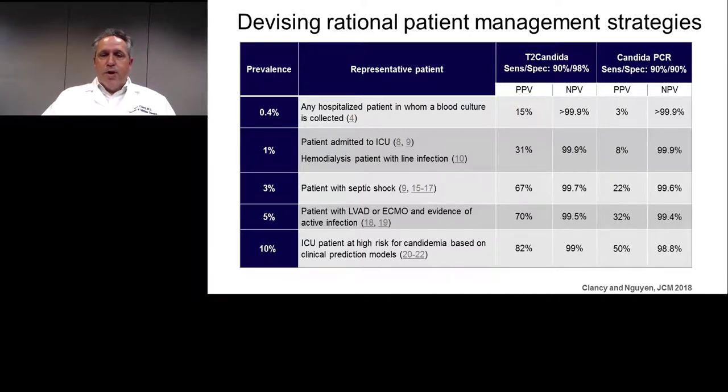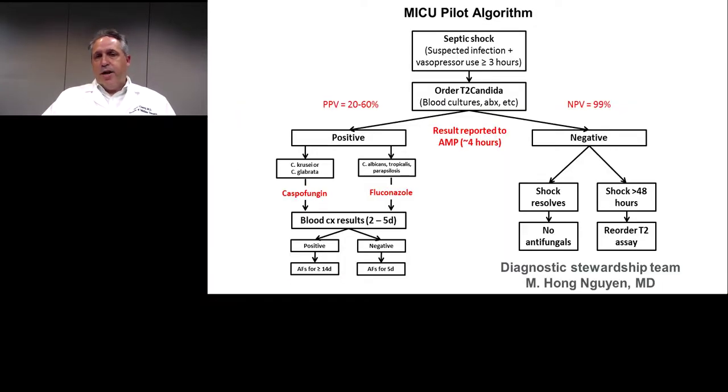So with that, at the University of Pittsburgh, what we did in rolling T2Candida out is we focused in our medical intensive care unit on patients who had septic shock, with an idea that we'd anticipate that 3 to 10% of those patients actually had candidemia. And then with that, we'll exploit the positive predictive values if tests are positive to initiate antifungal therapy in patients with a positive test result.